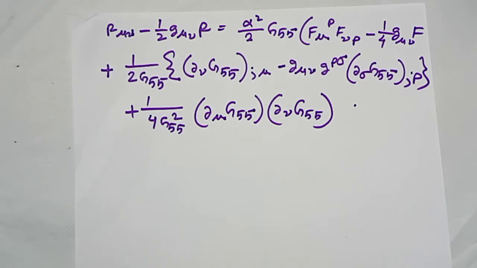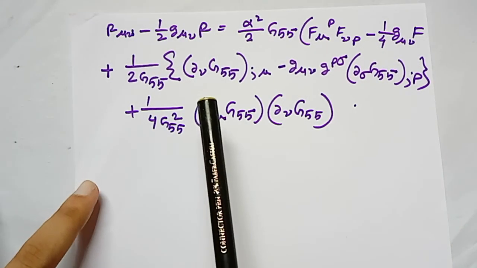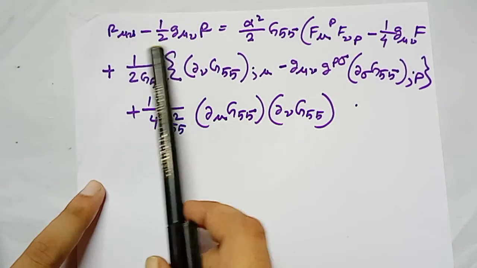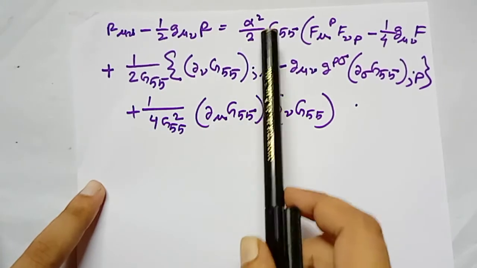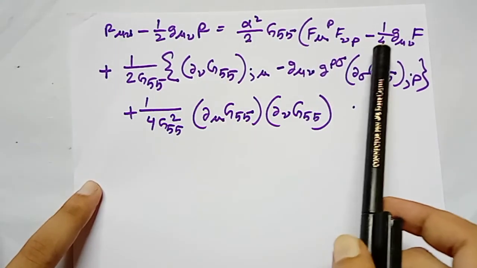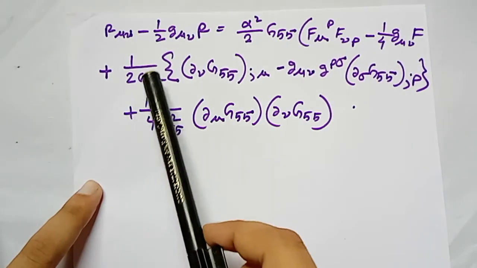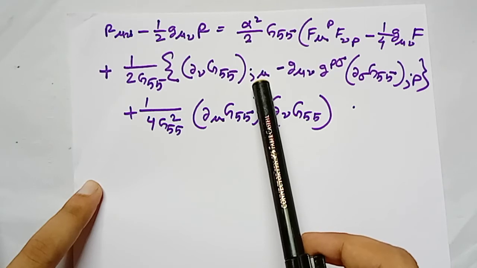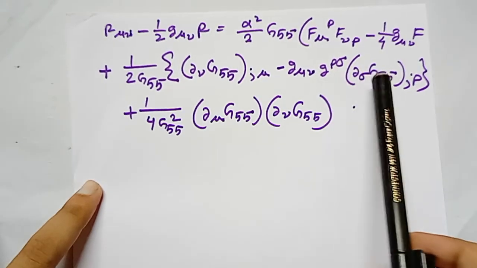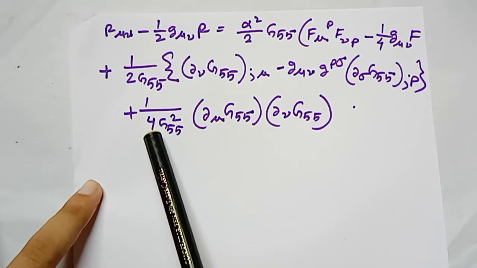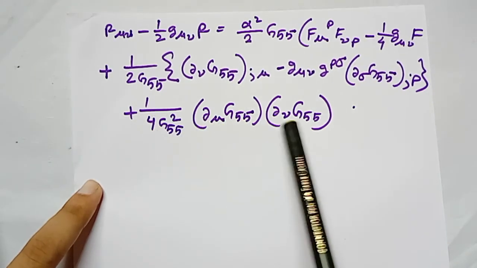In 5 dimensional Einstein field equation, free space, there is no matter and no energy momentum tensor. We have R mu nu minus half g mu nu R equal to alpha square divided by 2 g 5 5 F rho mu F nu rho minus half g mu nu F plus 1 divided by g 5 5 del nu g 5 5 with covariant derivative with respect to mu minus g mu nu g rho sigma del rho sigma g 5 5 with respect to coordinate with respect to rho plus 1 divided by 4 g 5 5 square del mu g 5 5 del nu g 5 5.